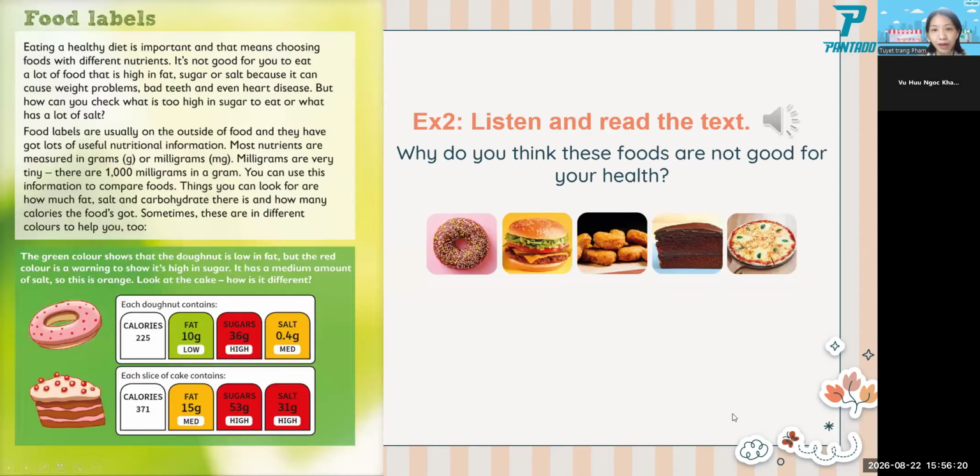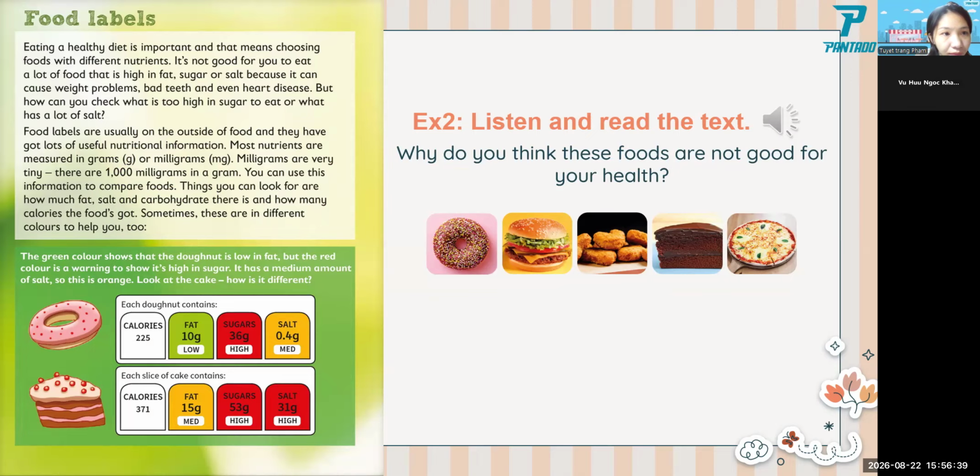Here, exercise number 2, listen and read the text. You have a small text here. Now listen together. Pupil's Book, Unit 8, page 100. Listen and read the text. Check your answer to Activity 1.